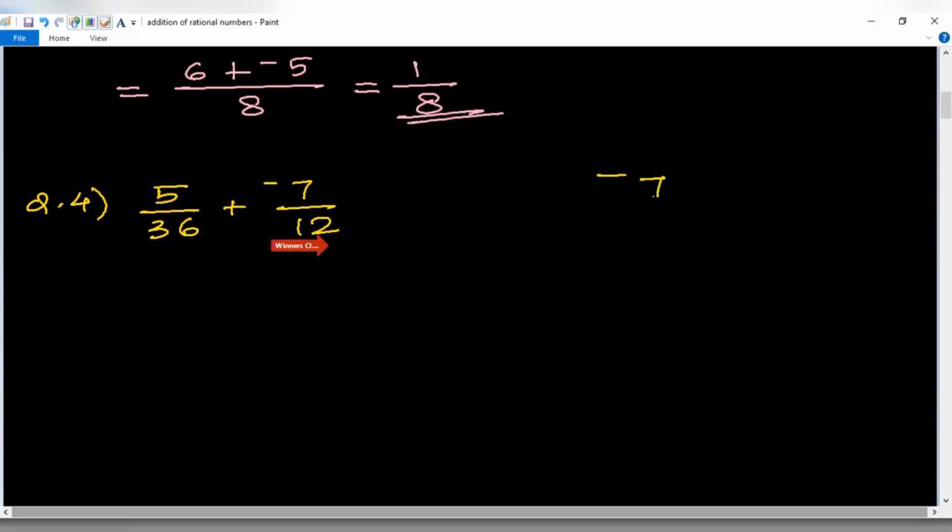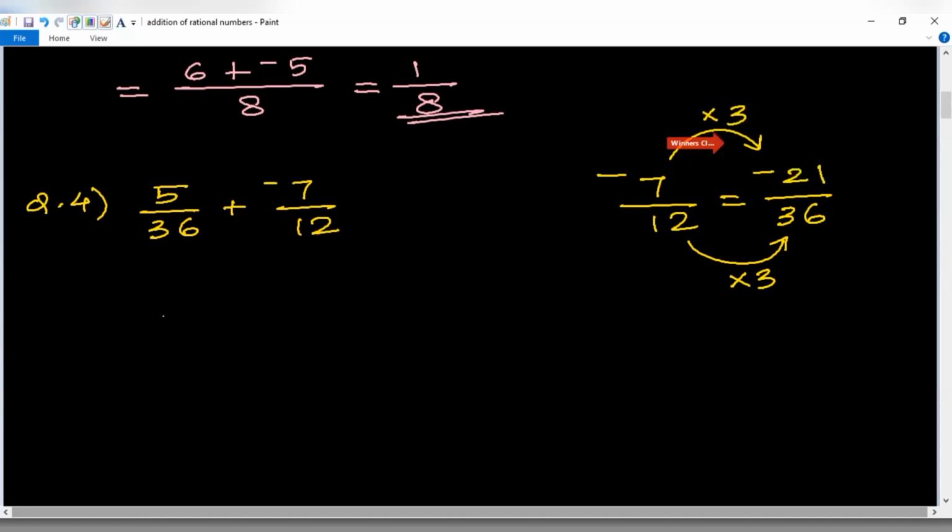So let us take that fraction minus 7 by 12. We need 36 as the denominator. That is, multiply by 3. So the same operation we have to do in the numerator part as well. Negative 7 into 3, that is negative 21. So in place of this negative 7 by 12, we can write negative 21 by 36. Okay. So it will become 5 by 36 plus negative 21 by 36.